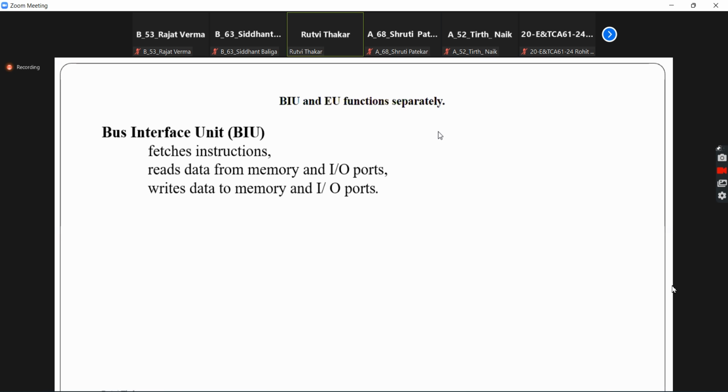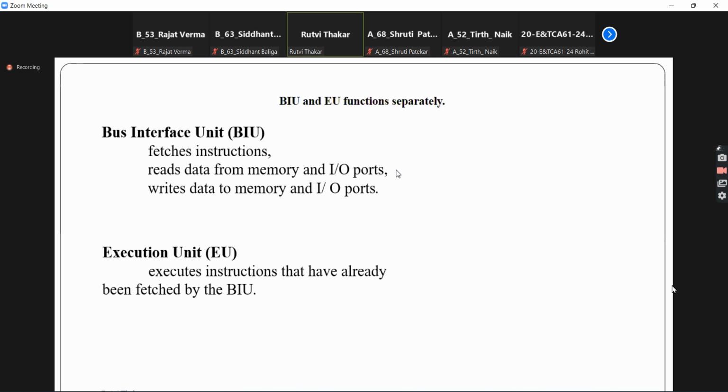So this is a simple summary of BIU. The next unit, the lower unit which was there, is called the execution unit. The execution unit will execute all the instructions that are being fetched by BIU. So the execution unit has only one thing to do: whatever BIU has fetched, I have to execute it.